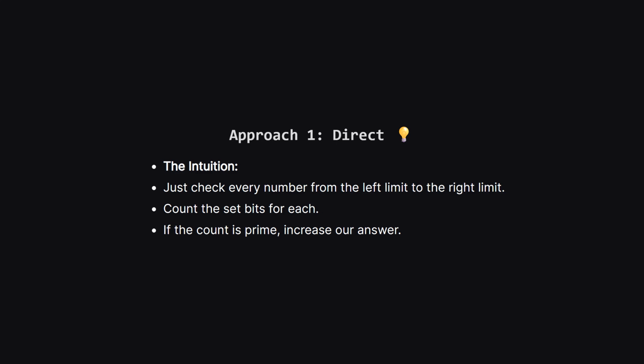The first approach mentioned in the editorial is wonderfully straightforward. They call it the direct approach. Basically, we do exactly what the problem asks. We loop through every single number, from our starting point to our ending point. For every number, we count its ones, check if the count is prime, and if it is, we increase our answer counter. No complex math required yet.